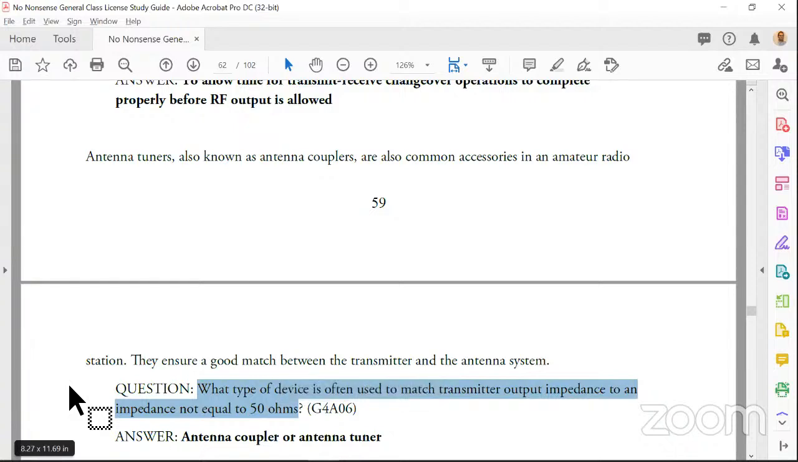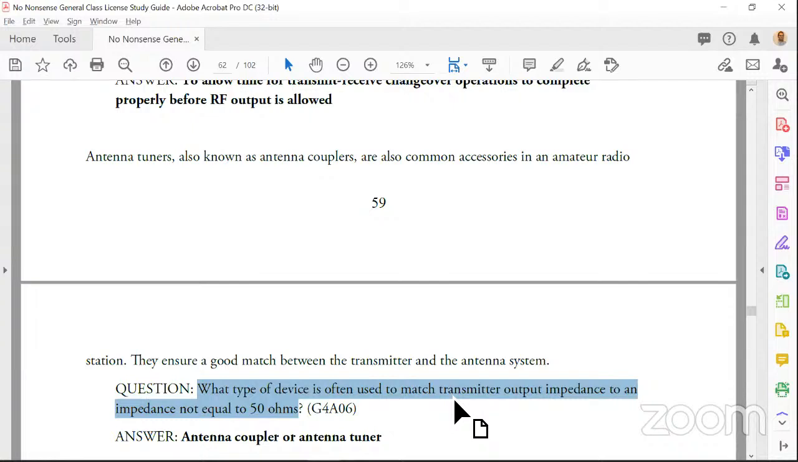What type of device is often used to match transmitter output impedance to an impedance not equal to 50 ohms? So remember we keep saying hams are matchmakers. So let's dissect this question a little bit. It's a matchmaker question. What type of device? In other words, what's the name of the device? That's what they're asking you. So the answer is a name of something. What type of device? But used to what? To match transmitter output impedance to an impedance not equal to 50 ohms. What is that impedance they're talking about? Most likely it's an antenna. That is where you have a transmitter going typically to an antenna.